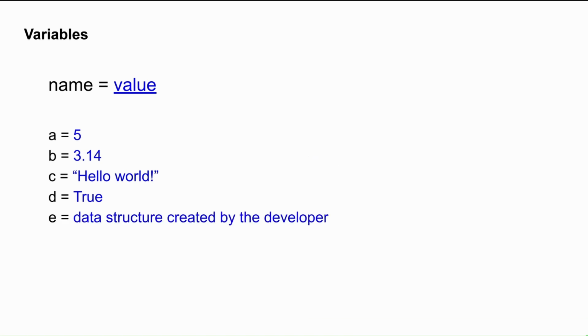Variables can also store a data structure created by the developer. Languages allow developers to create their own data structures, and these structures can be assigned to variables. And finally, we can assign values introduced by the users to variables. So for example, if we ask a user to introduce their name, we can assign their name to a variable.